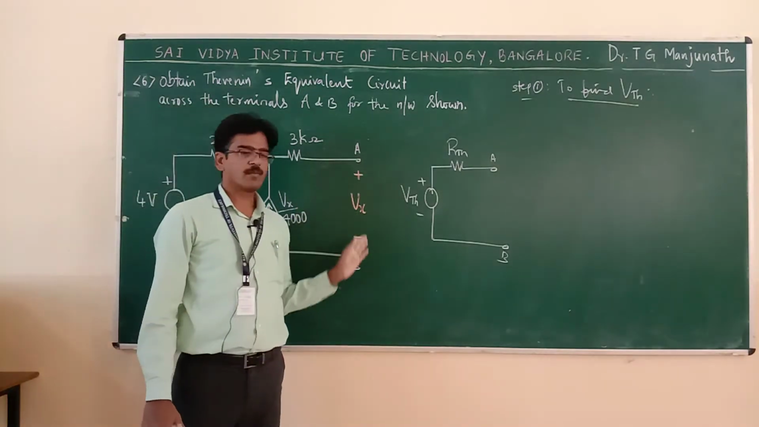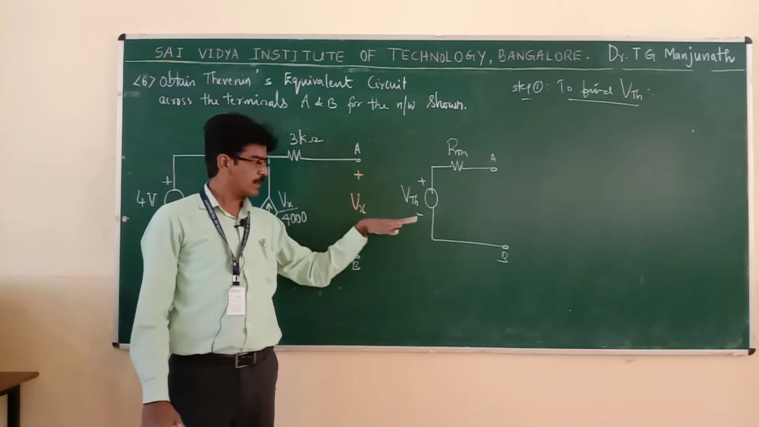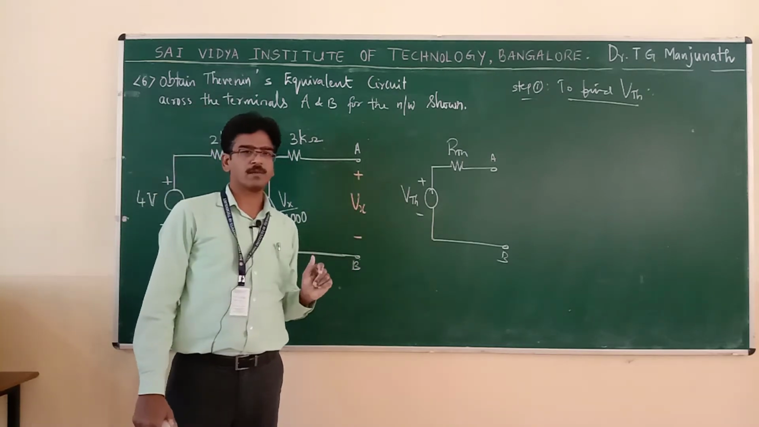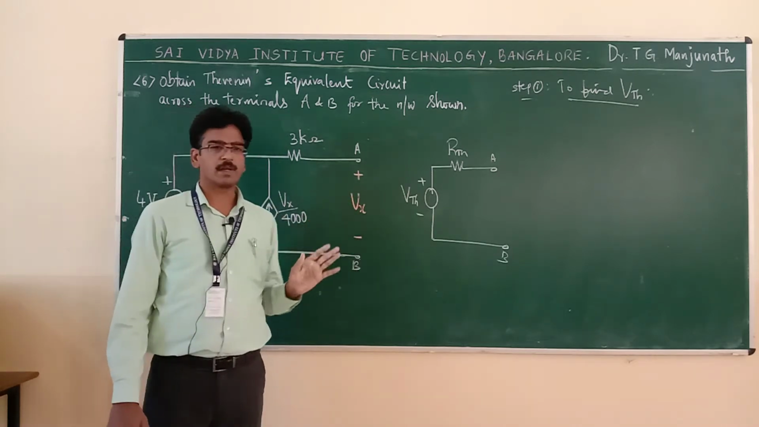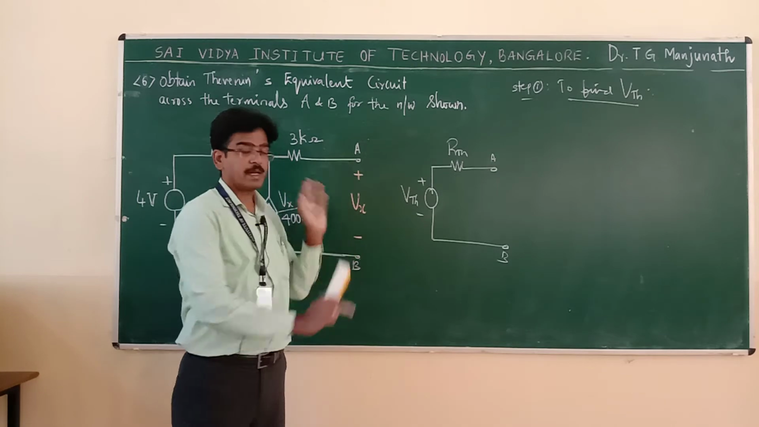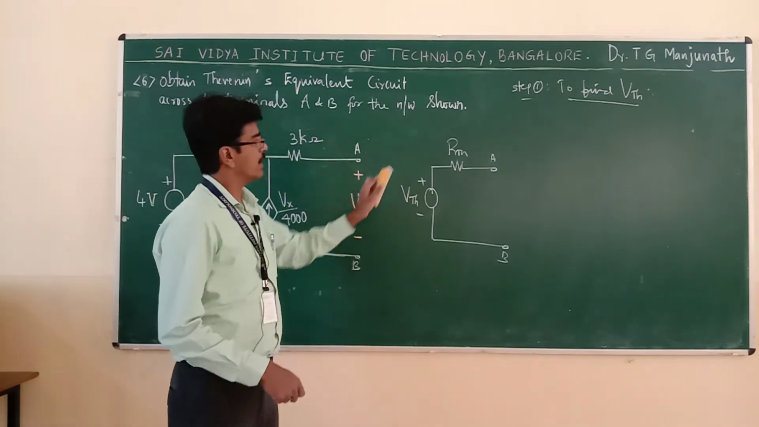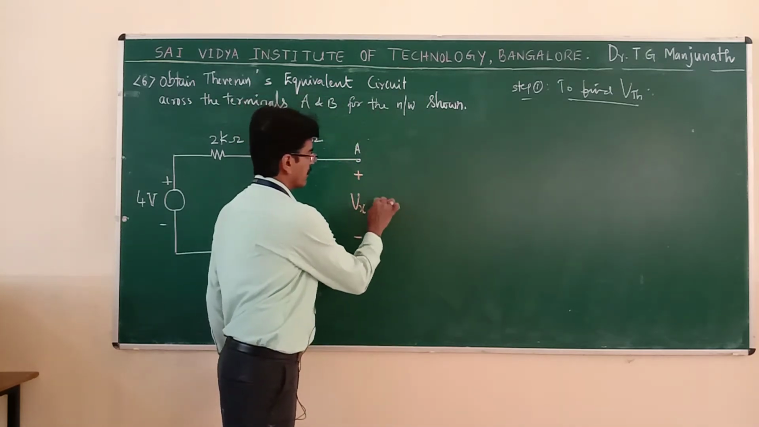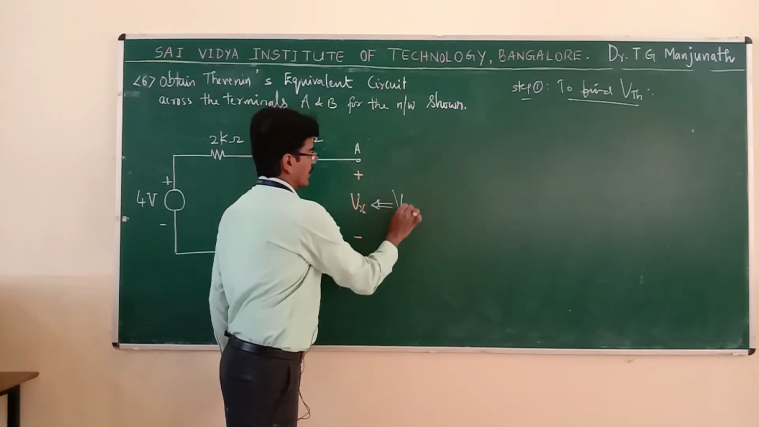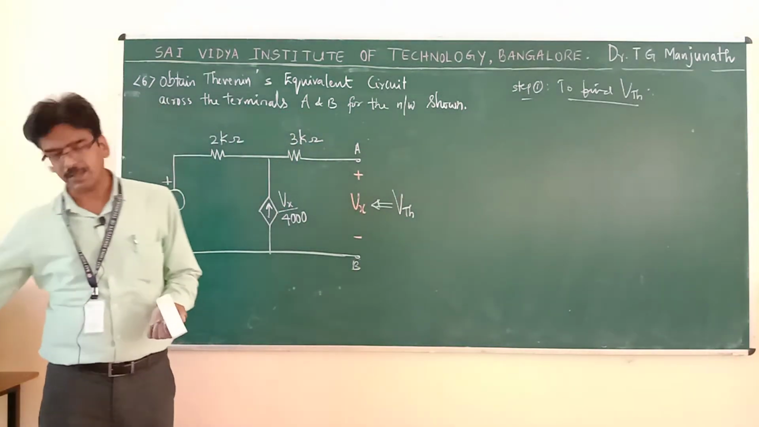Suppose the load were given in the problem, then you have to remove the load to find the open circuit voltage. Since the load is not given, the open circuit is already created, and I just have to find the open circuit voltage across A and B. That voltage is your V Thevenin. Now, how to find the open circuit voltage?